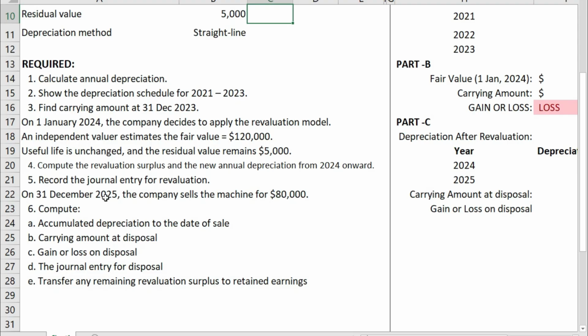And on the last day of 2025, the company sells the machine for 80,000. We are required to compute the accumulated depreciation to the date of sale. Keep in mind this, to the date of sale. So, carrying amount at disposal and gain or loss on disposal. Disposal actually means to sell anything or to get rid of that kind of an asset. And the general entry for the disposal. Transfer any remaining revaluation surplus to retained earnings.